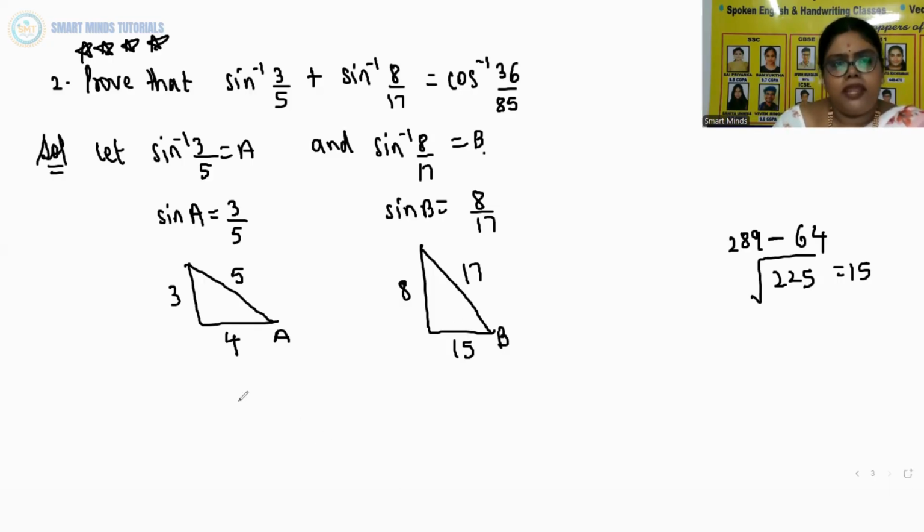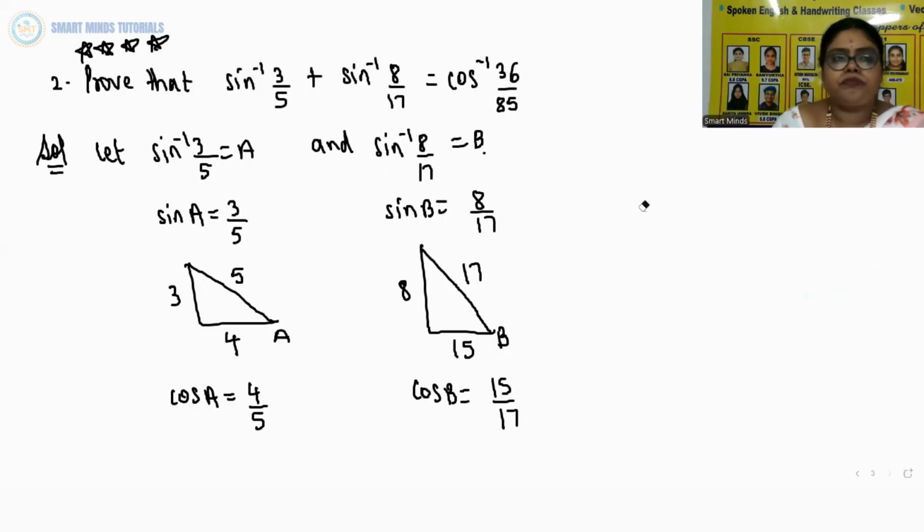Now after getting A and B, we will find cos A and cos B also. Cos is adjacent by hypotenuse. So that is 4 by 5. And over here cos B is again adjacent by hypotenuse, 15 by 17. Now on the right hand side you have cos inverse. So we will take the cos A plus B formula. From trigonometry, what is the cos A plus B formula? Cos A cos B minus sin A sin B.